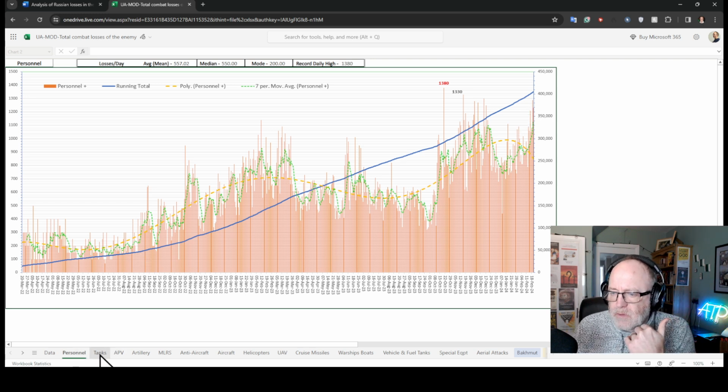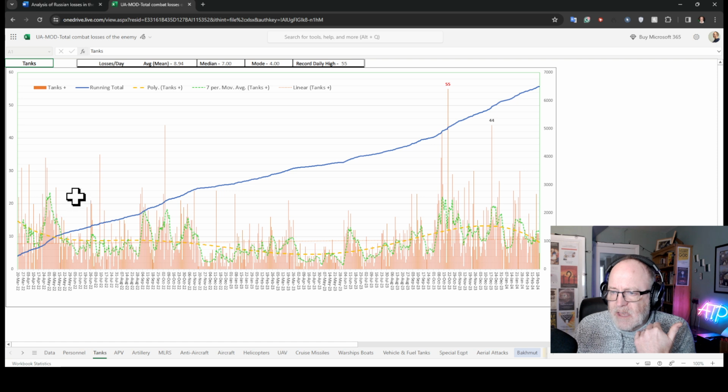Okay, let's move on to tanks now. So the tank story is they lost a lot at the beginning as they're all parked up in these roads, stuck with nowhere to go. But, well, they did have somewhere to go. They're just somewhat unable to get there. And they lost a lot. Then we can see around the Kharkiv counter-offensive, they lost more.